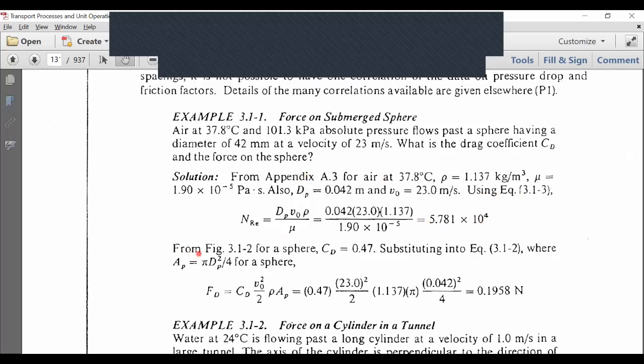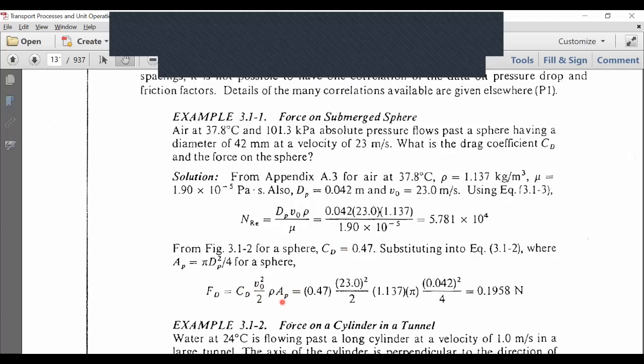And then we can try to find from figure 3.12 the value of CD, and we found that the CD for this sphere is 0.47. So we know the drag coefficient is 0.47. And then we can substitute the CD into equation 3.12: CD times V0 squared over 2 times rho times AP.